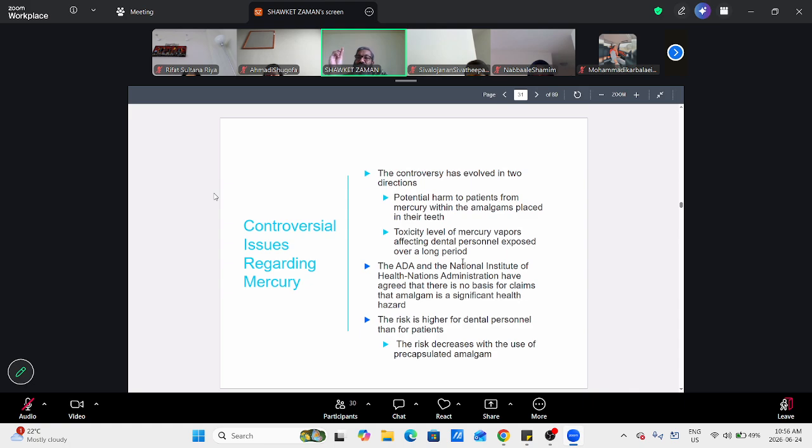Mercury, if you touch it by hand, can easily penetrate the skin and then go into our body system. That can be another way it causes problems in our body. But in dentistry, we are not touching the amalgam or the mercury, because they come in two separate capsules.